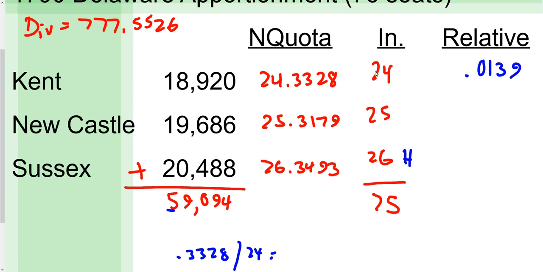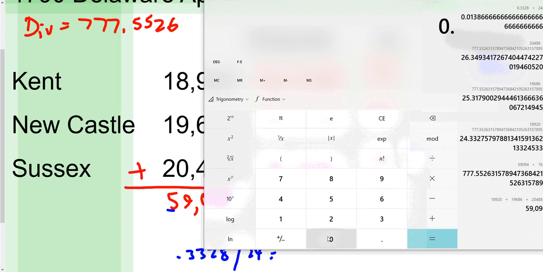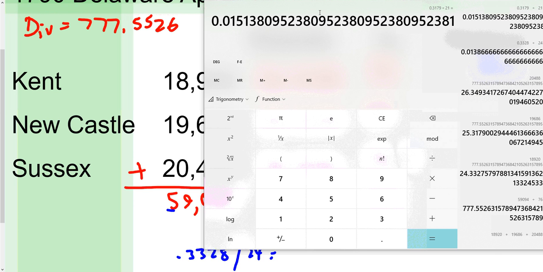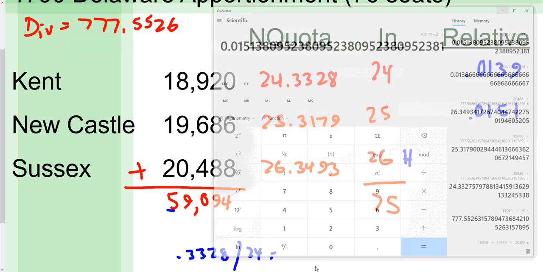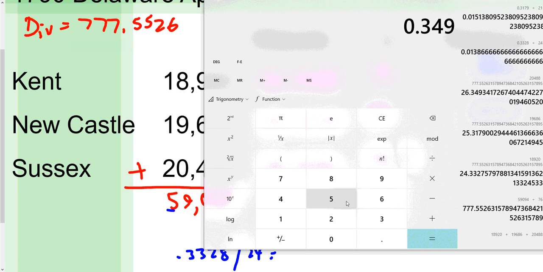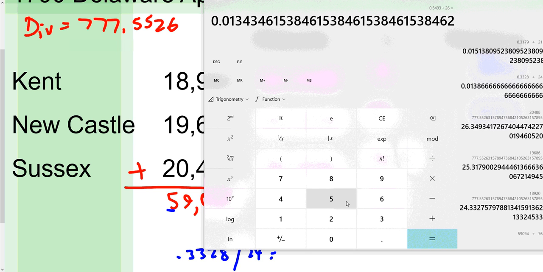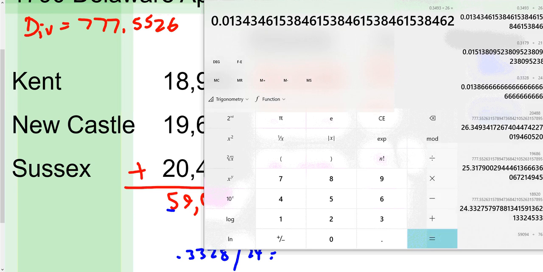So we're going to do the same math, and we're going to get pretty similar results here. So 0.3179 divided by 21, and that's 0.0151. Okay, and then finally, we're going to do 0.3493 divided by 26, and that's 0.0134.